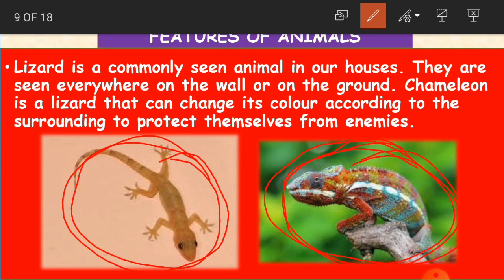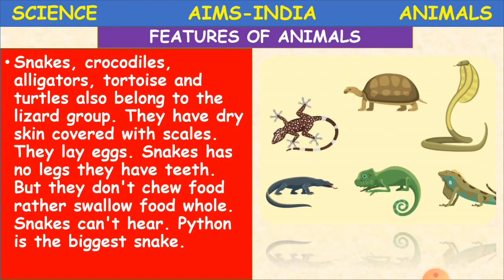Suppose it is near a flower tree, maybe a red flower or a yellow flower. To mix up with that color, it also changes its color to red or yellow. Why? To protect itself from the enemies, so that the other animals cannot notice this particular animal in that place. It will get mixed up with the surroundings by changing its color. Okay children, this is called a chameleon. Clear?